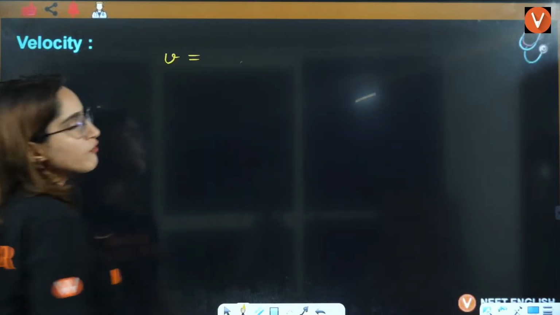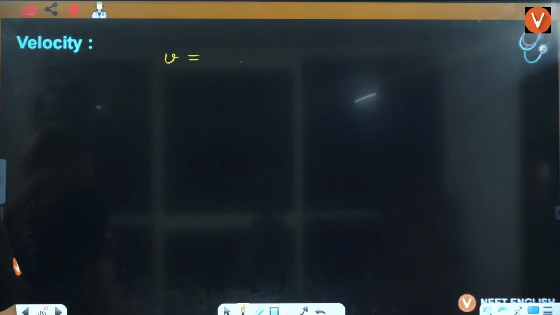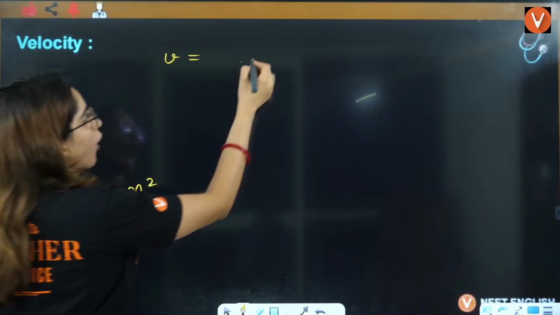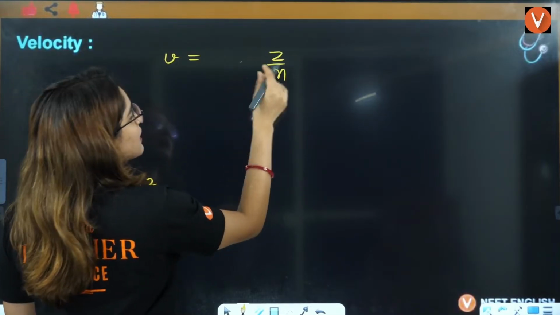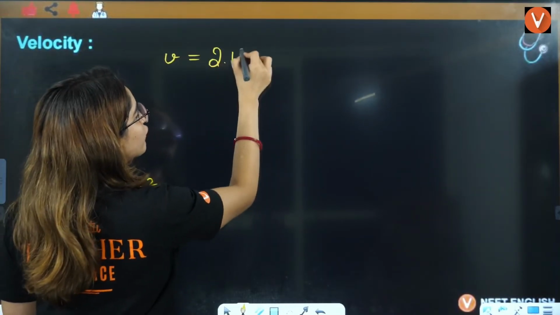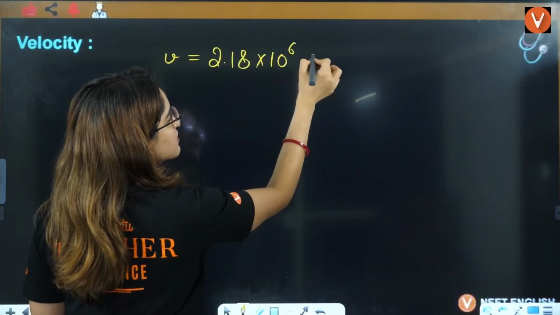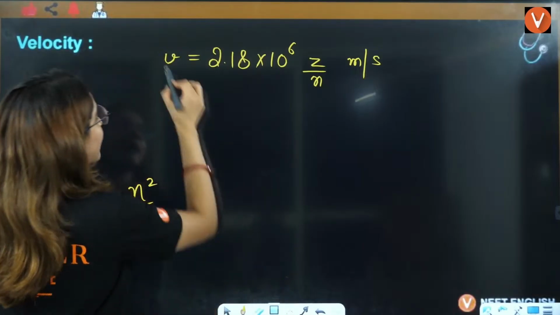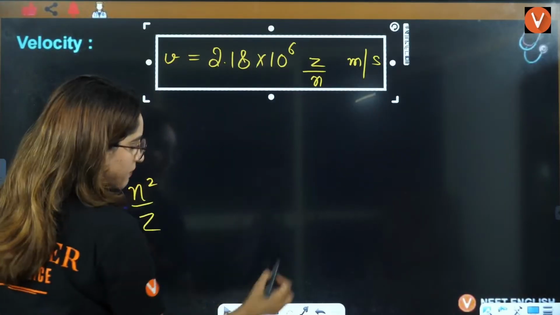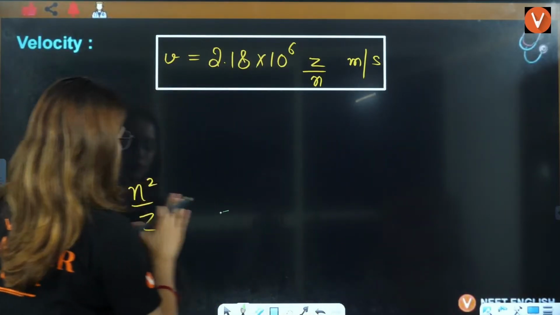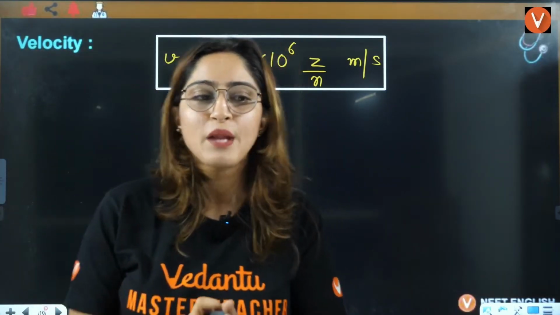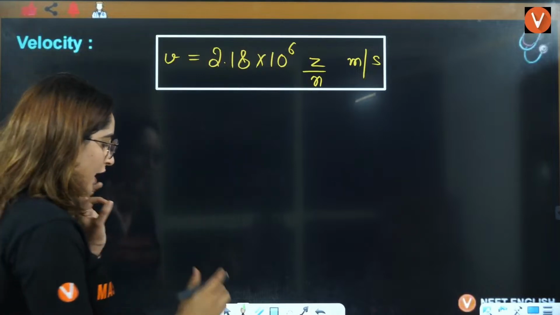So what is the value of velocity, everybody? See, in radius it is n square by z. Here it will be opposite, that is z by n. Right? And what is the value? 2.18 into 10 raised to power 6 z by n meter per second. That is the formula that you need to remember. Okay? That is the formula that you need to remember for this. Right? Okay? Now, see what I am going to tell you here.